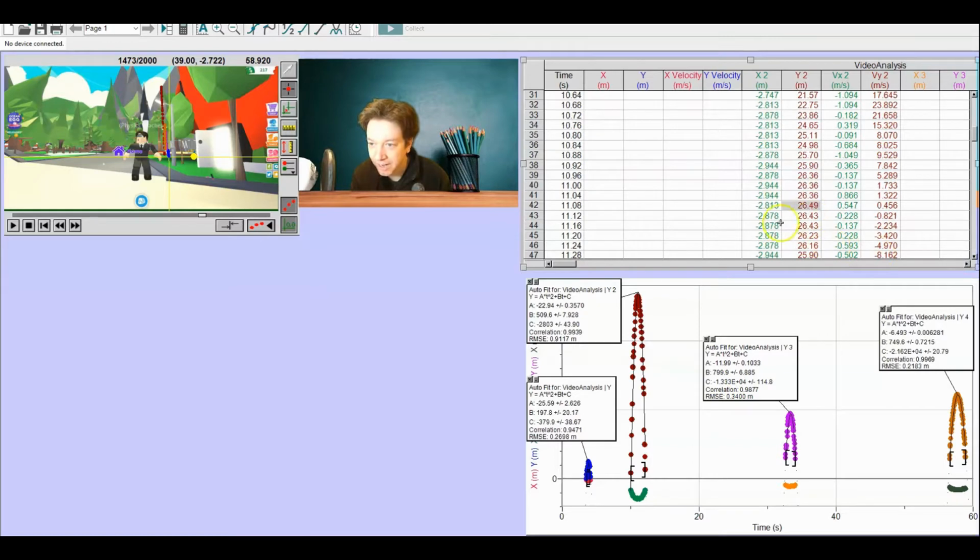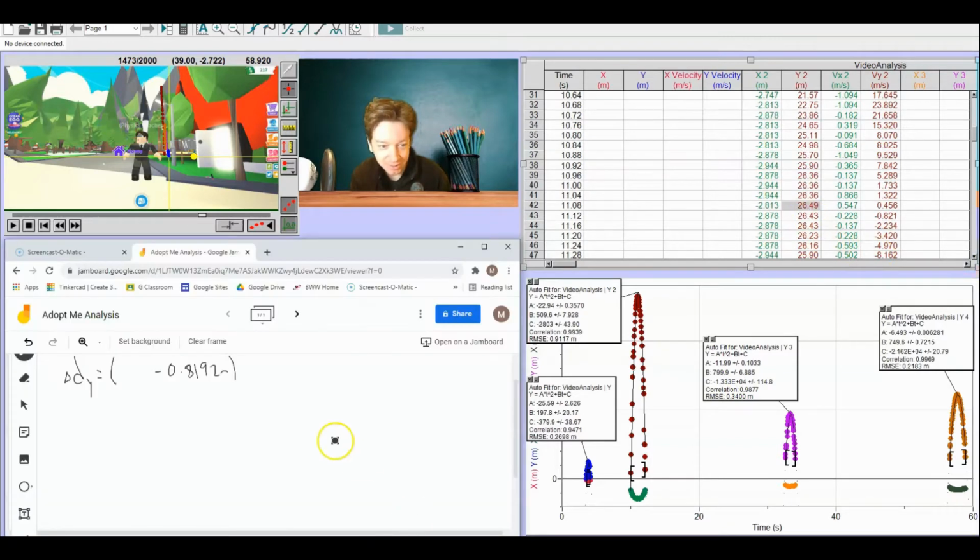26.49. We don't go higher than that. So that's the maximum height that we went to. So let's find that maximum height. If we subtract these two values, we get about 25.67 meters. So that's the maximum height we went to. That's a pretty good jump. That's a fun trampoline there.